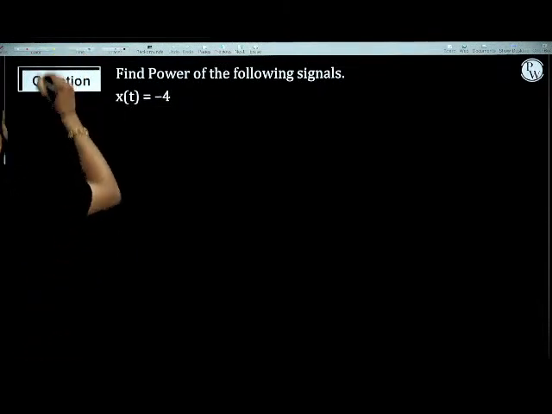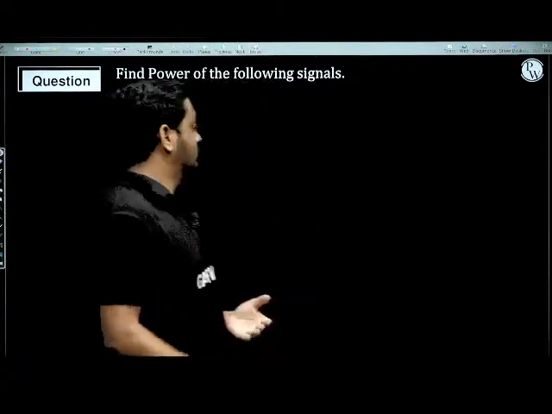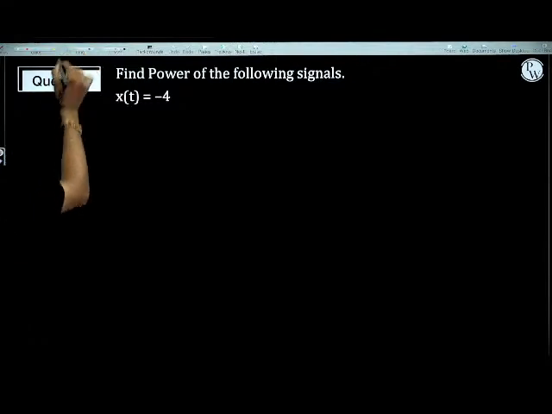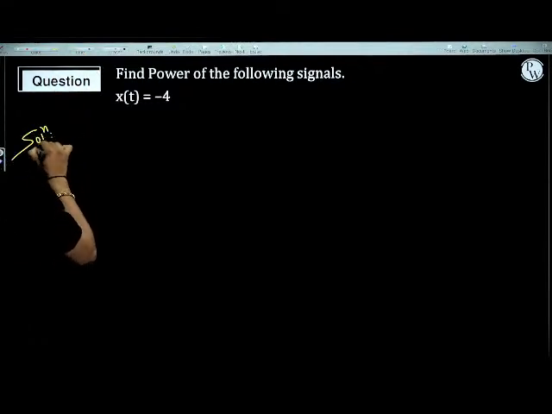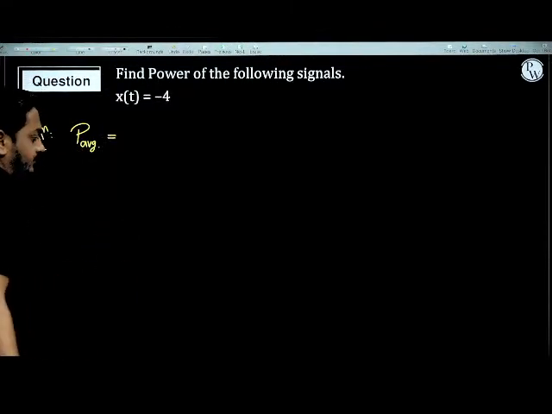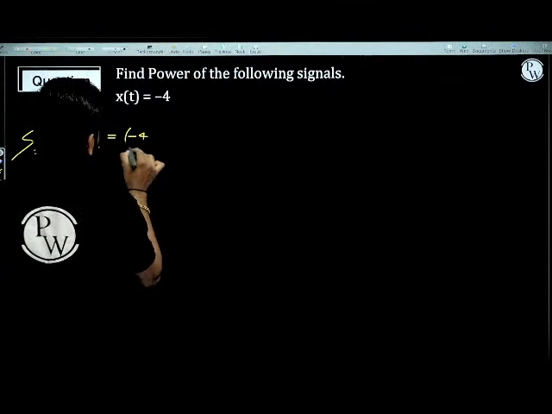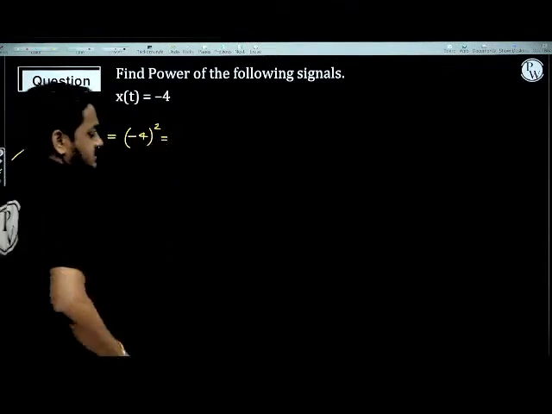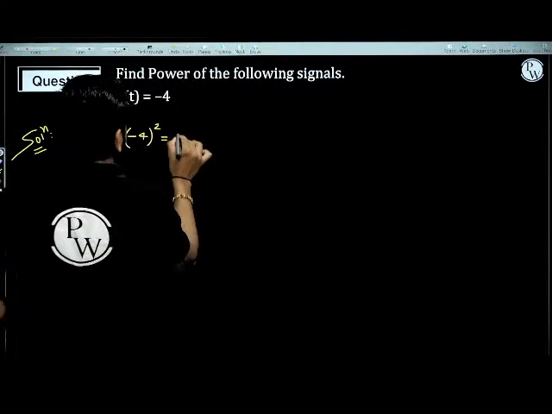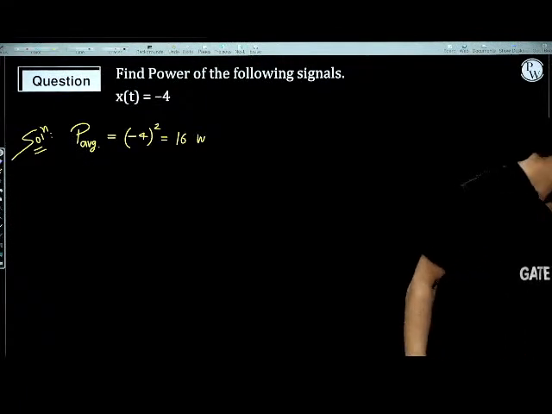Now important questions we will discuss, guys, for continuous time and discrete time both. Very much important question. Like, what is the power of minus 4? Minus 4 is a DC. So tell me in the comment box, what is the average power of this x of t? Average power is minus 4 whole square. Already I told you, the power of DC is nothing but the square of the DC value. So here we can say 16 watt. Clear? 16 watt.